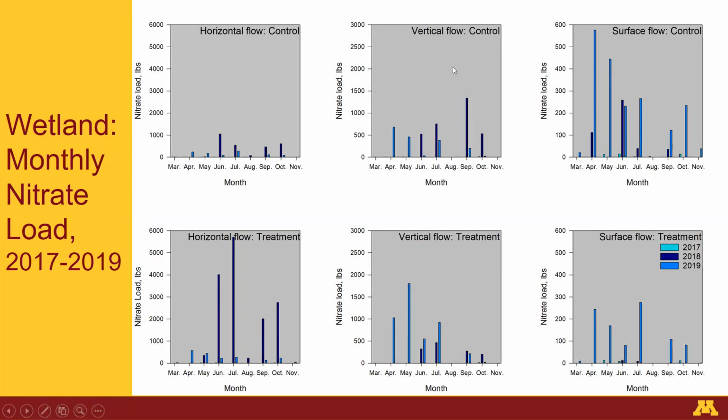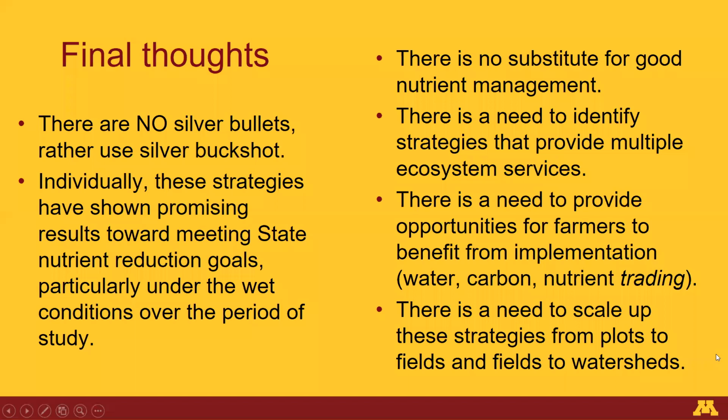We see similar results for the vertical flow system in 2018 and 2019 in terms of the behavior, and also for the horizontal flow. Although for the treatment in 2018, we haven't determined why this happened, there was much more flow coming out, or load coming out of the horizontal flow treatment compared to the control that particular year.